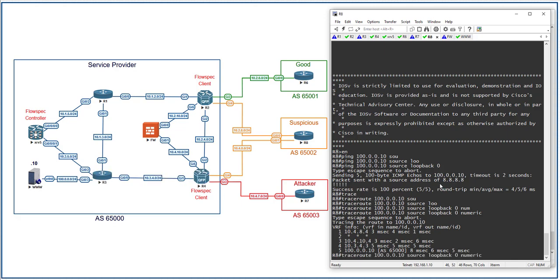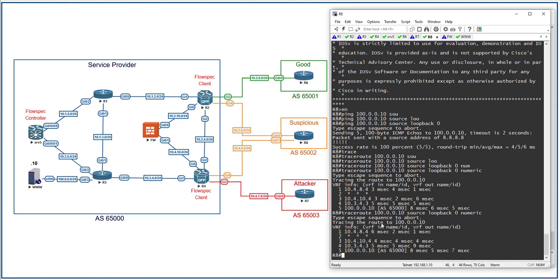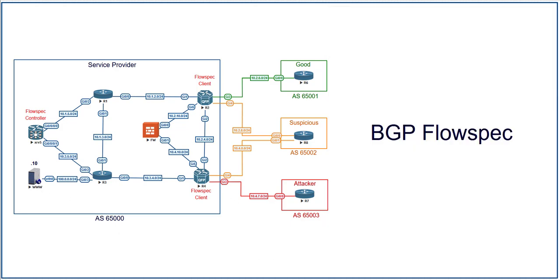But let me check again. Yes, we have similar conditions. Maybe it's possible traffic went to router 2 from router 8, and then the firewall, and then router 4, because here we have load balancing. If you see asterisks, it's okay. Finally, it reached the web server. As you can see, it's working, and it means that with BGP Flowspec, we have more functionality and more granularity in comparison with BGP RTBH.